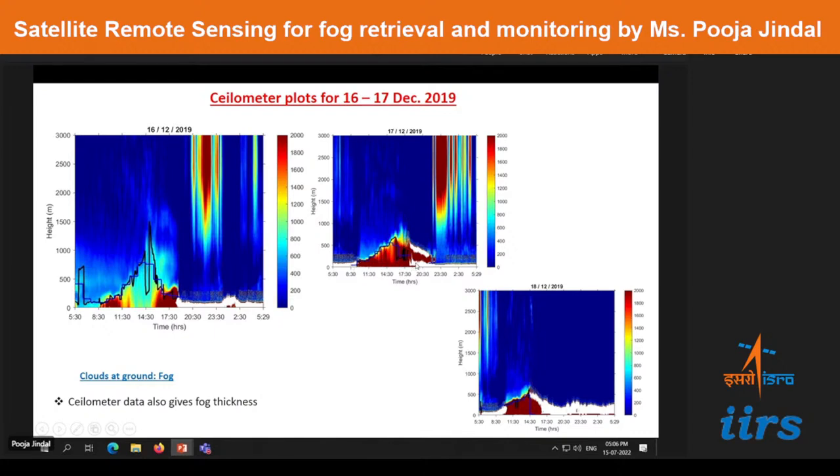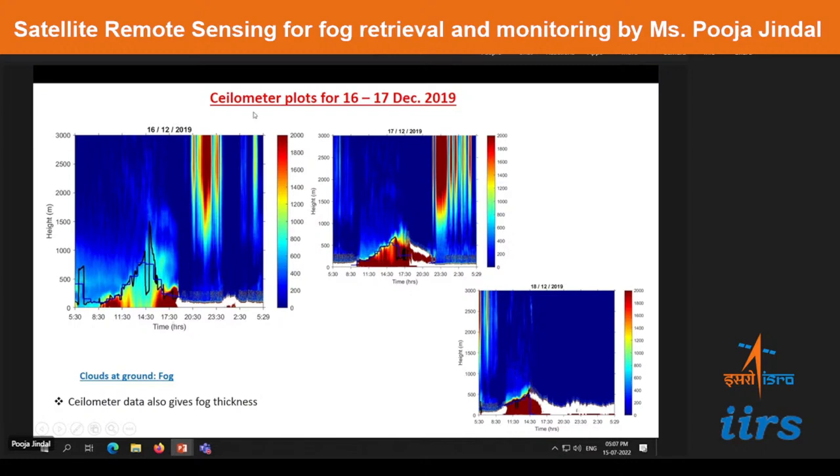Then again in the evening on 17 December fog starts forming, again at around 6-7 p.m. there is a foggy area. This white at the surface indicates the presence of fog. It persisted, and also persisted on 18 December till around 9:30 a.m. Again during the daytime there was no fog, but in the evening at around 4-5 p.m. the fog started, and it persisted till 5 a.m. the next day. So these were the 3 days in 2019 where fog was there over Dehradun.